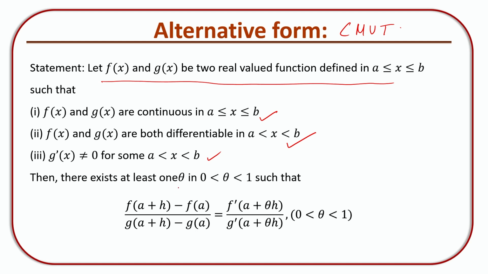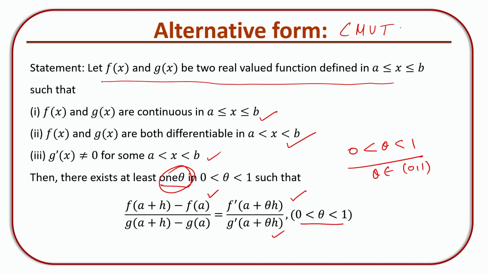Then there exists at least one theta, remember this one, lying between 0 and 1, such that (f(a plus h) minus f(a)) divided by (g(a plus h) minus g(a)) is equal to f dash of (a plus theta h) divided by g dash of (a plus theta h), where theta lies between 0 and 1. So, that is the alternative form of the Cauchy mean value theorem.